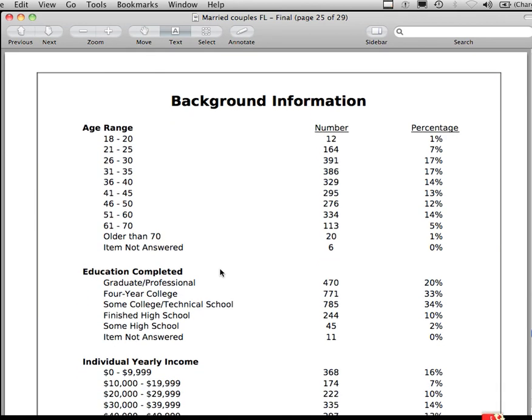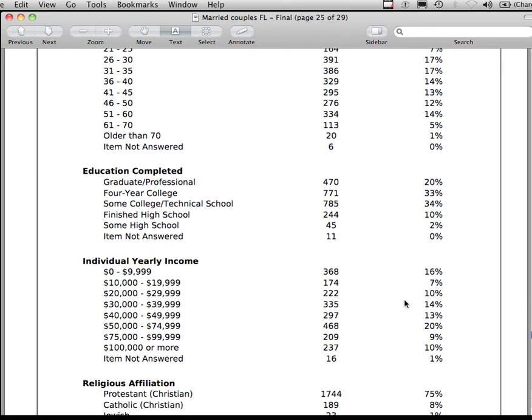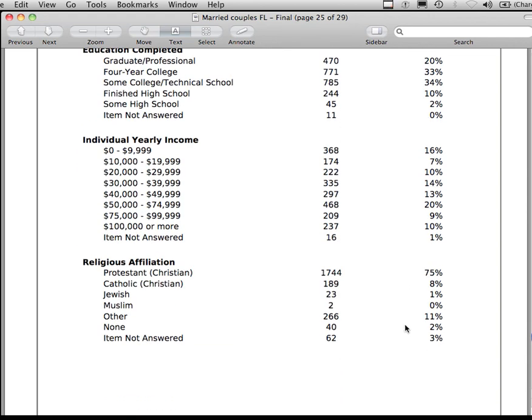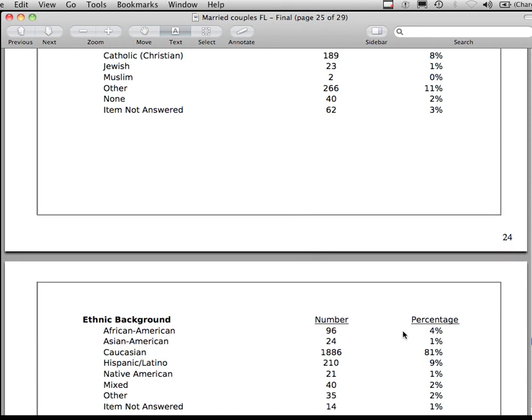Finally, there's some ratings around the demographics. Every couple who takes the checkup answers some questions about their demographic background, so you can see age range, education level, average individual income, religious affiliation. You can see in this sample 75% were Protestant, 8% Catholic, 1% Jewish, a couple of Muslim couples participated, and then other or not answered breaks it down for you.